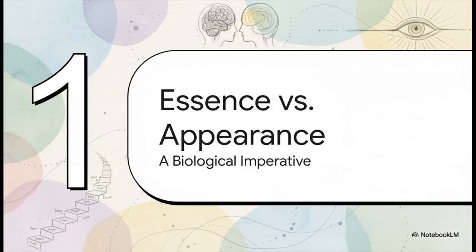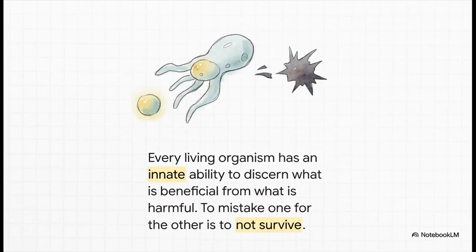So let's start right there with that core idea, essence versus appearance. Because according to this work, getting this right isn't just some philosophical exercise, it's actually a matter of survival. See, this isn't just for our big human brains. Nope. Every single living thing, from a tiny little protozoa all the way up to us, has to be able to tell what's good for it and what's bad for it, what will help it grow and what will kill it. You get it wrong, you don't survive. It's that simple. And that innate skill is all about responding to essence.